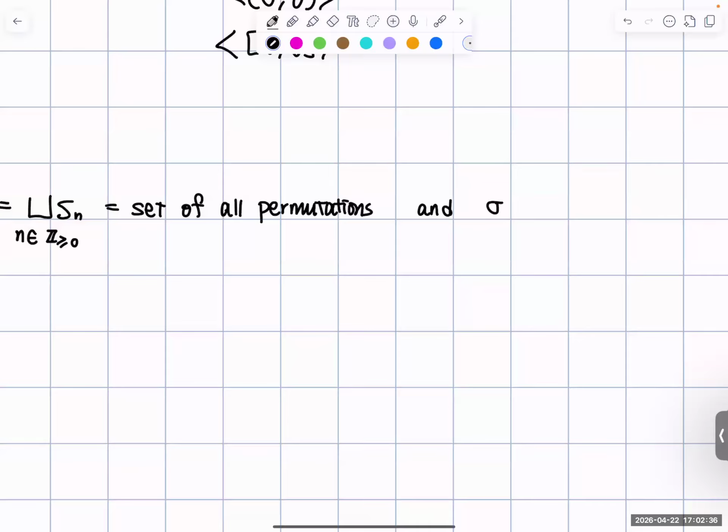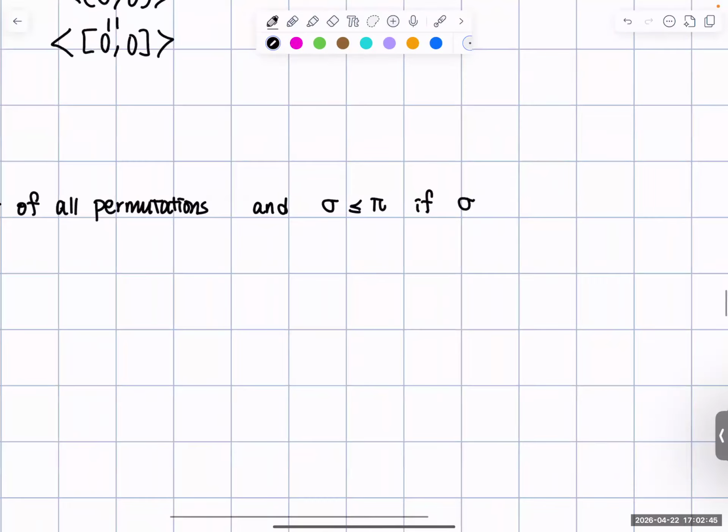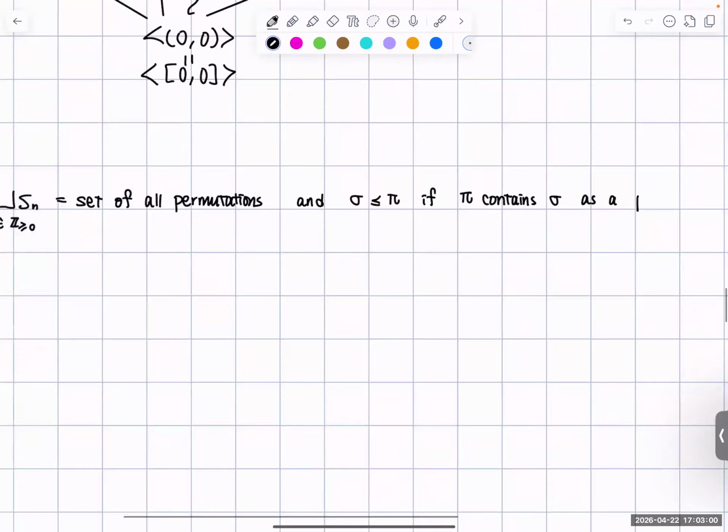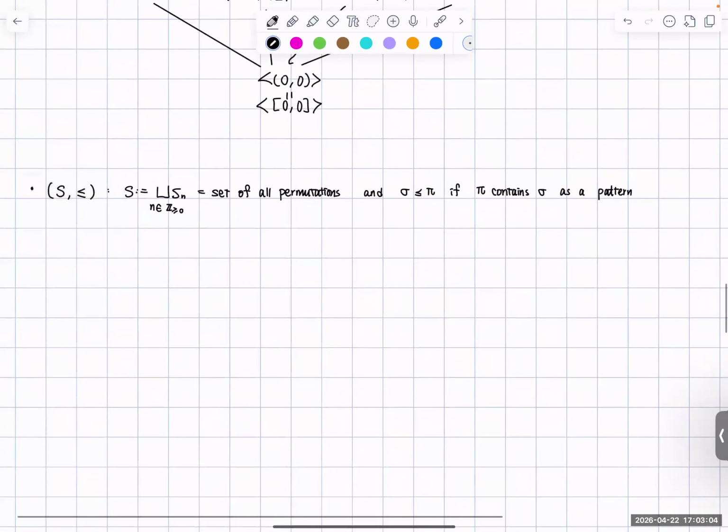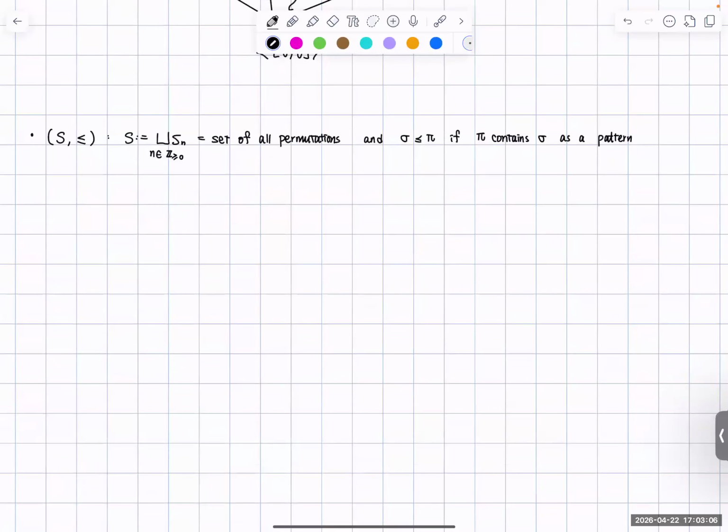And if I have 2 permutations and I say they are related, if sigma contains pi, pi contains sigma, because pi is bigger, so pi contains sigma as a pattern. So this poset is called a pattern poset. So what do I mean by that? Let's draw the Hasse diagram, then everything will be very clear.